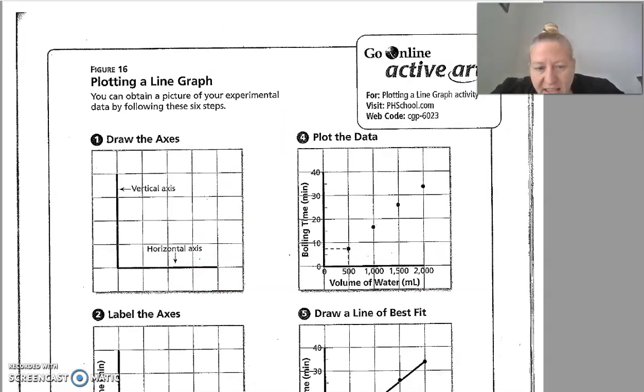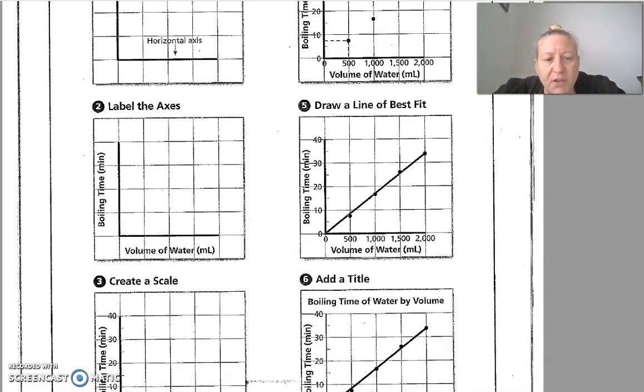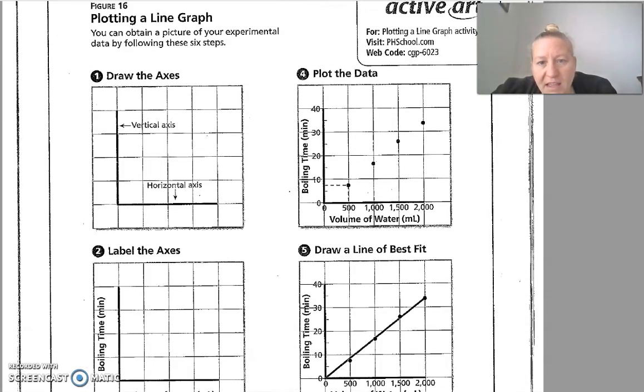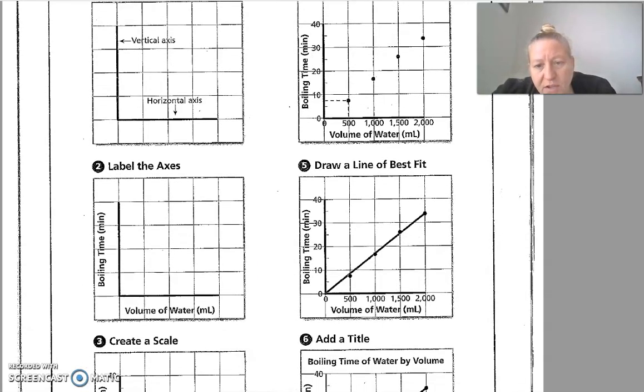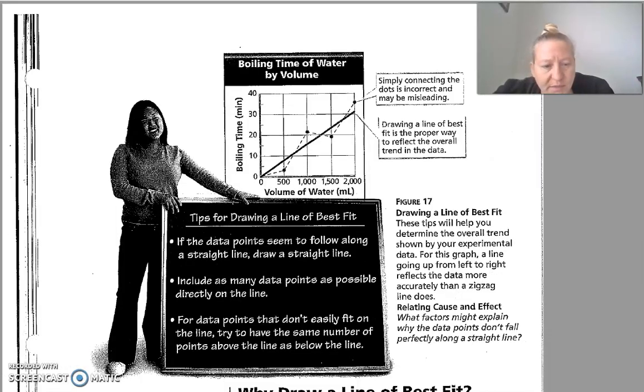We labeled the axes with a manipulated and responding variable. We created a scale here. Then we plot the data, draw a line of best fit, and then add a title. All right, why do we draw a line of best fit?